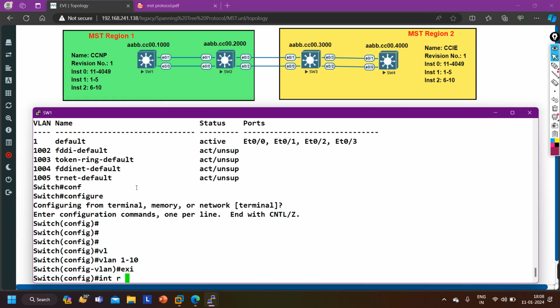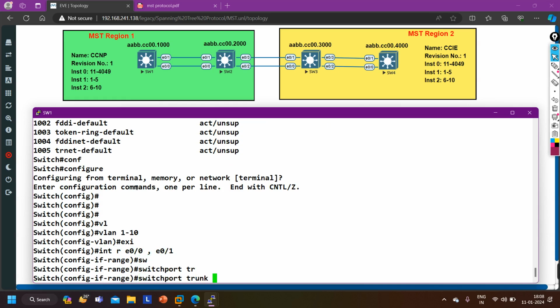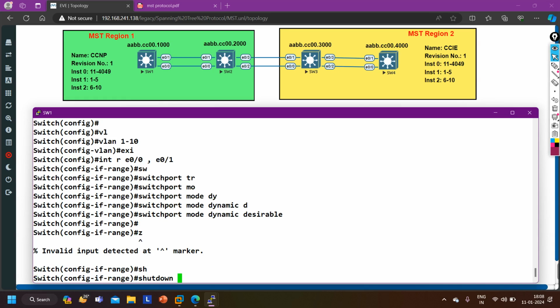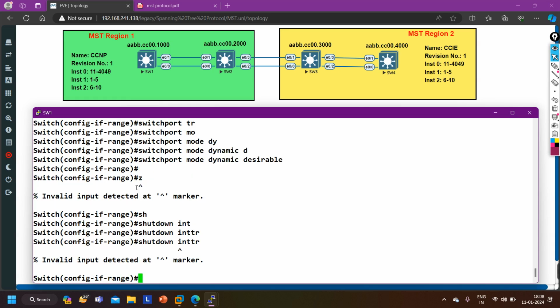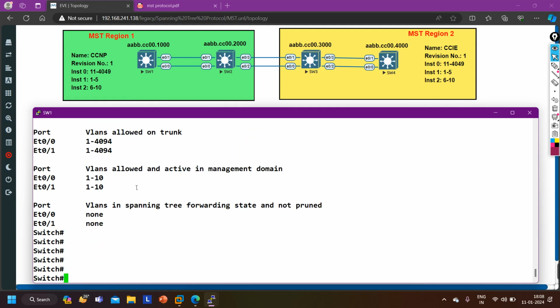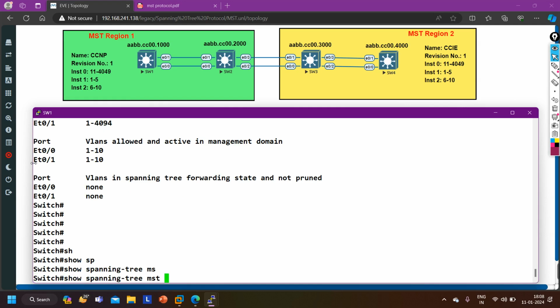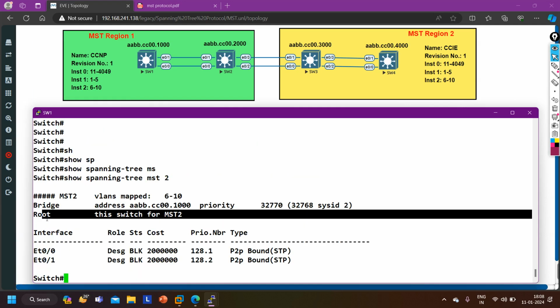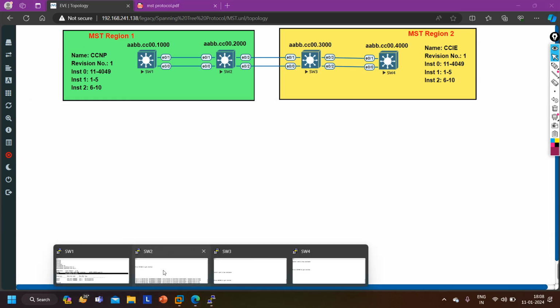Interface range 0/0 and 0/1. Switchport mode dynamic desirable. Then show interface trunk. Fine, these 2 links are trunk links. Now show spanning tree MST 2. You can see for MST instance 2 also, this switch is the root bridge.